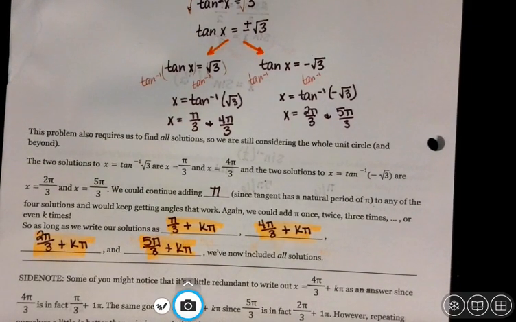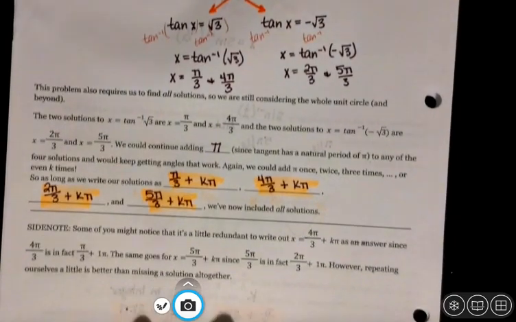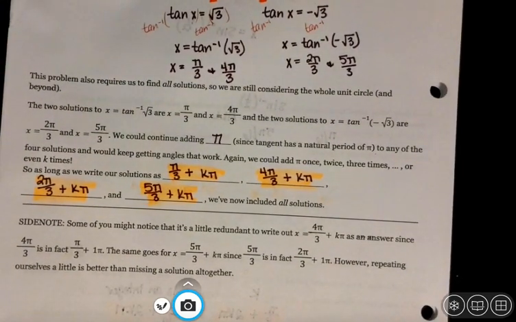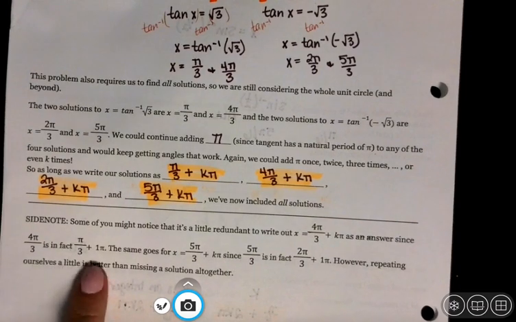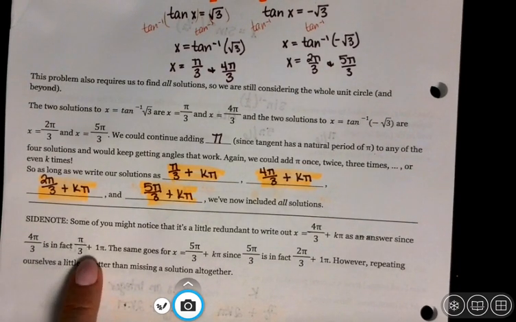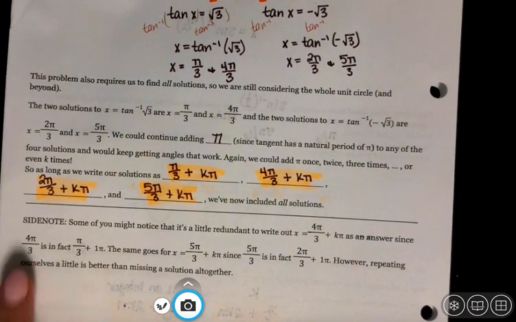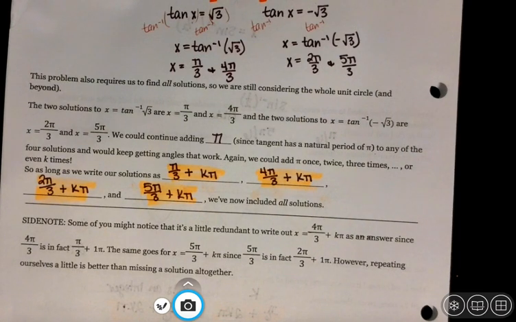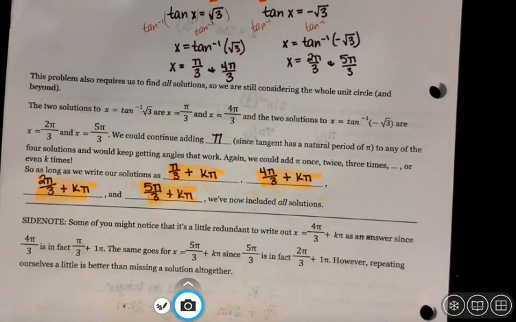So the bottom part kind of goes into, some of you might notice that we're a little redundant because if we write out pi over 3 plus 1 pi, that is the same thing as 4 pi over 3, but it's better to be redundant and have some repeating than to miss a solution altogether. So we do want to include all 4 on our tests.